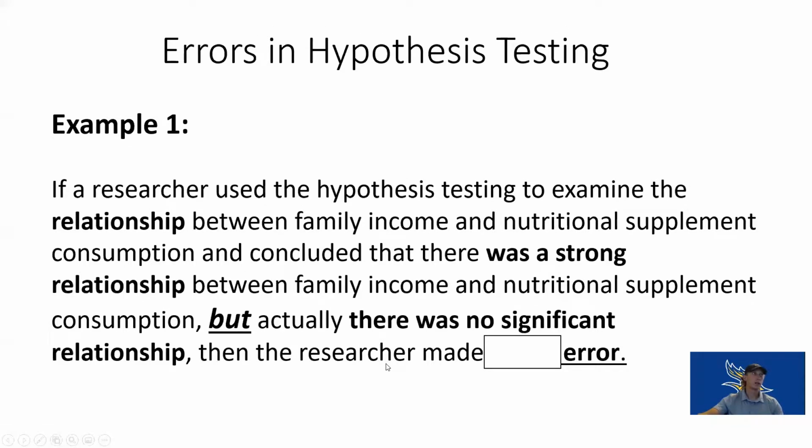Okay, let's try another one. If researchers use hypothesis testing to examine the relationship between family income and nutritional supplement consumption and concluded that there was a strong relationship between family income and nutritional supplement consumption, but actually there was no significant relationship, the researchers would have made which type of error? So it's a little bit tricky. We're in a relationship, but we still can make these errors when we make a hypothesis. So what error do we think we have here? Type 1. That would be correct because we concluded that there was truth when in fact there was not.